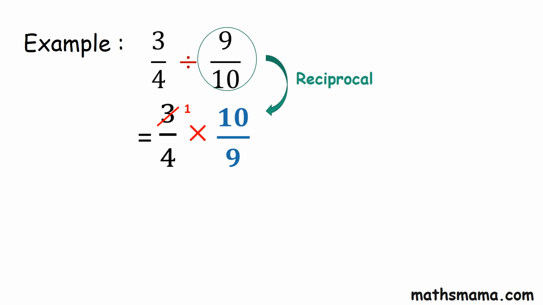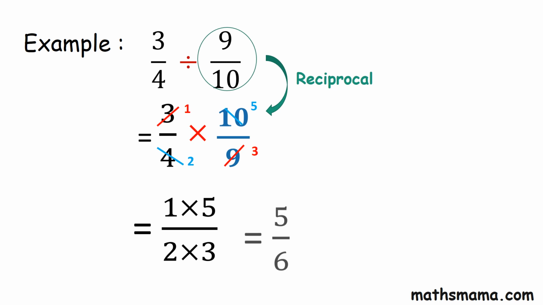We can cancel off all the common factors. So here we cancel off 2 times 2 and 2 times 5, right? And in step 3 we simply multiply the numerators and the denominators. So 1 times 5 gives 5, and 2 times 3 gives 6. So the answer is 5/6.